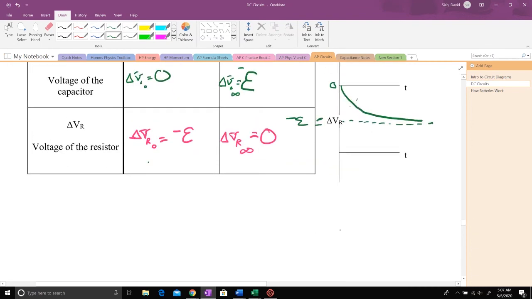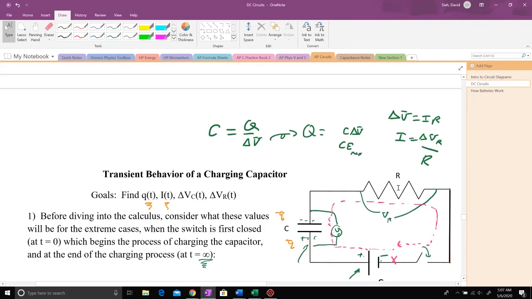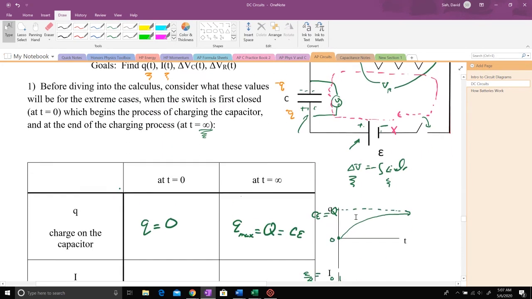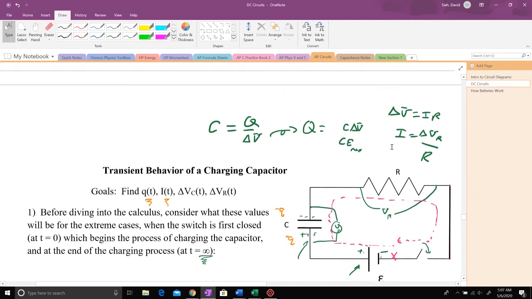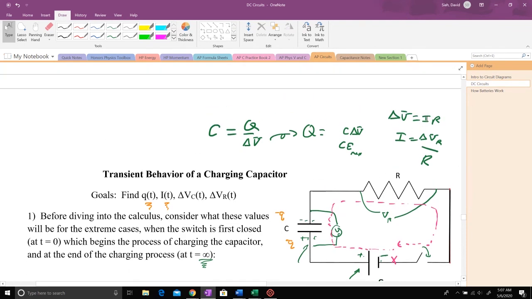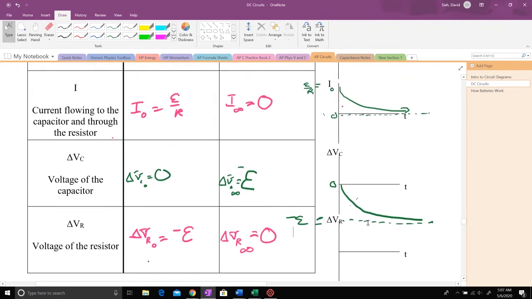Okay. What about the voltage on the resistor? You say, well, at first, when I first close the switch, the electrons can flow very easily. I'm getting a lot of flow through this resistor, and so I'm going to get a big delta V across the resistor to start with. But we know that eventually, as charges build up, my flow gets less and less and less. Delta V is IR, so as the current approaches 0, the delta V approaches 0, right?